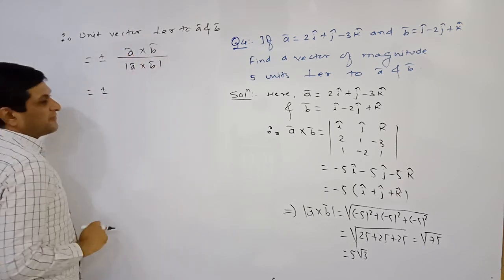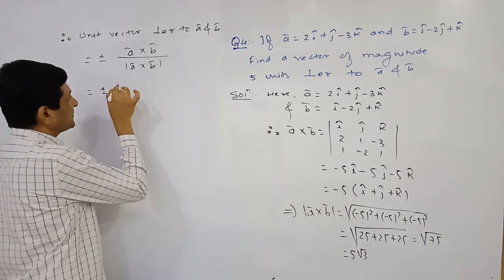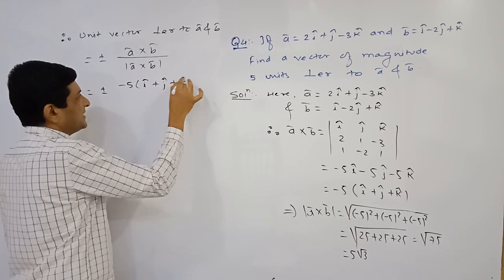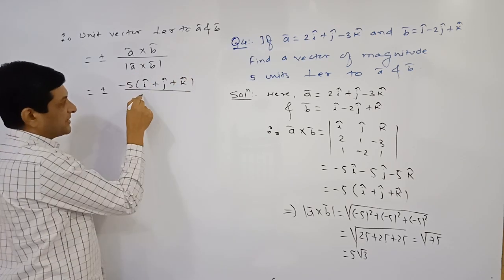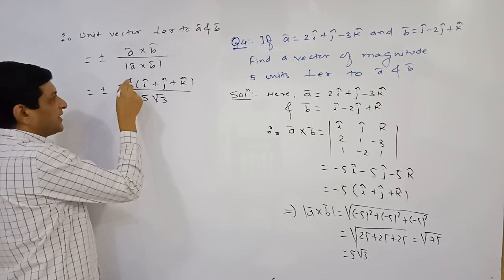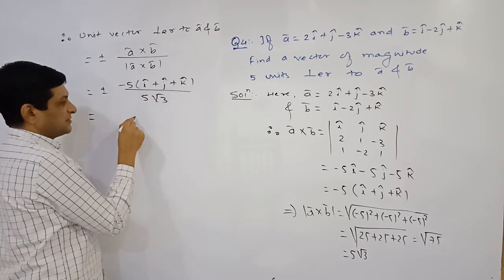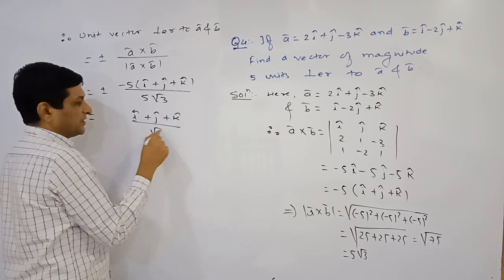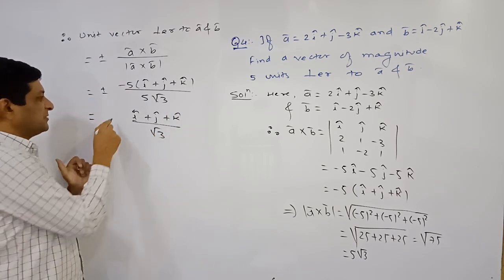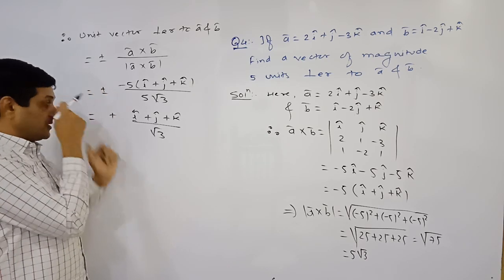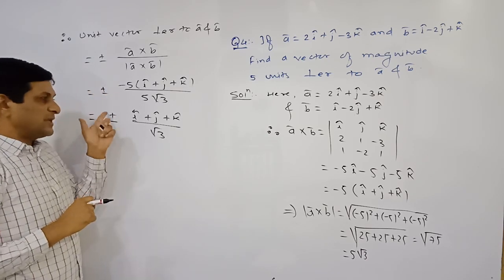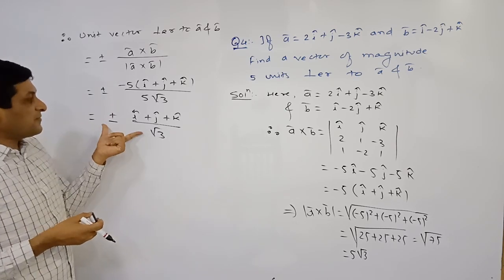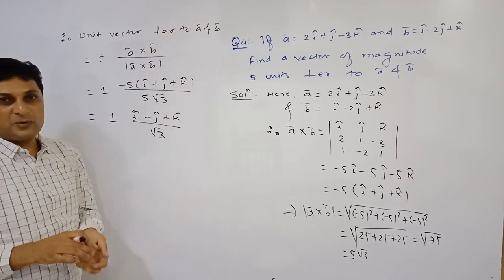I am substituting the value of A bar cross B bar, that is minus 5 into I cap plus j cap plus k cap, divided by the magnitude. What is the value of the magnitude? 5 root 3. So this 5 and 5 will cancel. So the remaining term is I cap plus j cap plus k cap upon root 3, and this minus into minus will become plus, and plus into minus will become minus. Means lastly we are getting plus and minus here. So this is nothing but the value of the unit vector perpendicular to a bar and b bar.